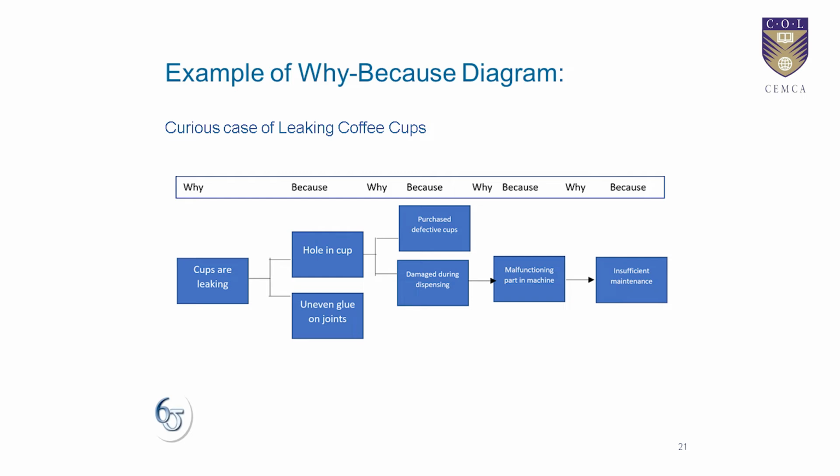Then we ask another why: why is there a hole in the cup? There can be two potential issues. Maybe a defective cup was purchased. Another reason can be that it is damaged by the dispensing machine. Now for damaged by the dispensing machine, we ask another, now this is the third why: why is it damaged by the dispensing machine? Because the machine is malfunctioning. Now again we ask why the machine is malfunctioning. This is the fourth why, and the answer is inadequate maintenance. So you see, inadequate maintenance is the root cause for a cup which is leaking.